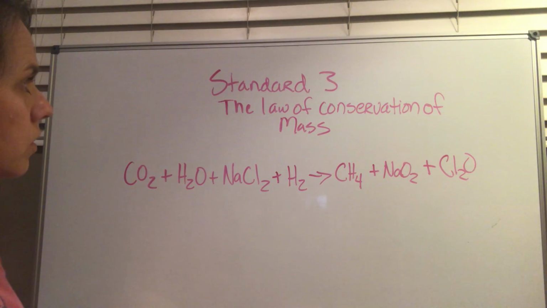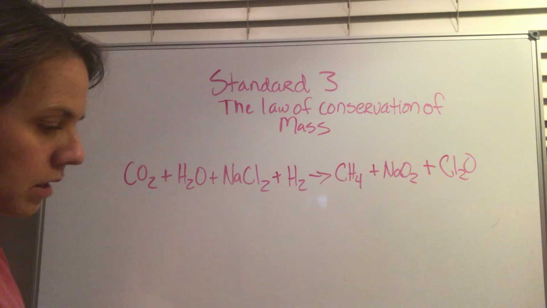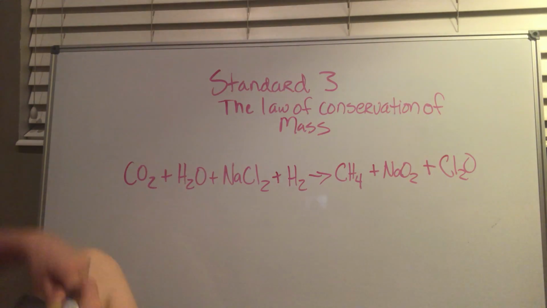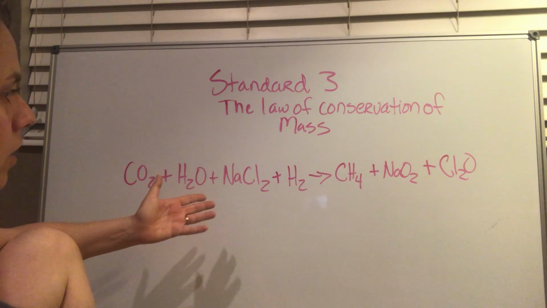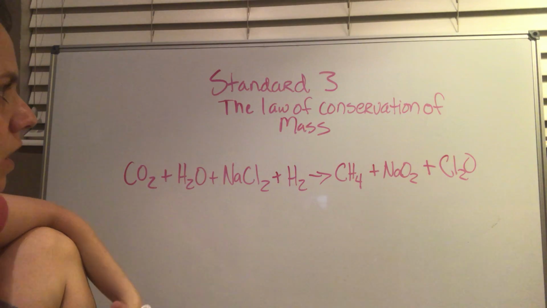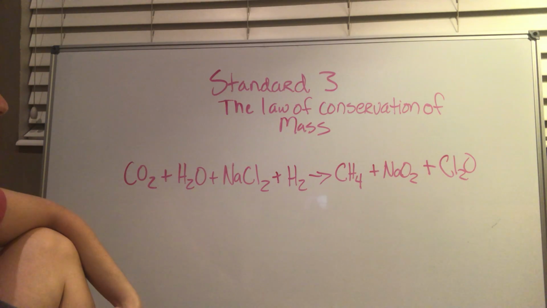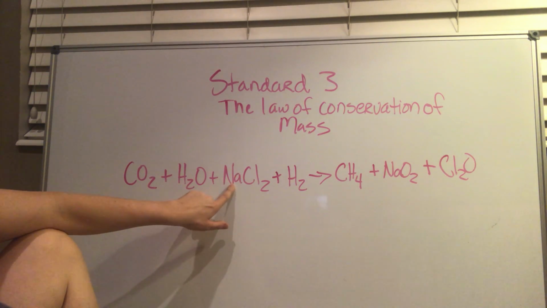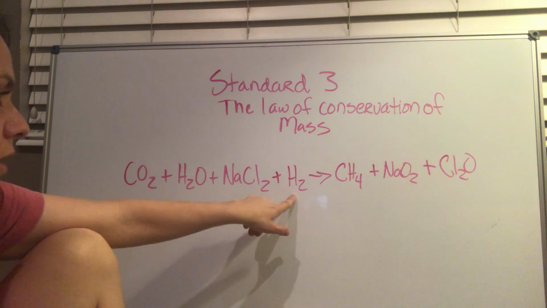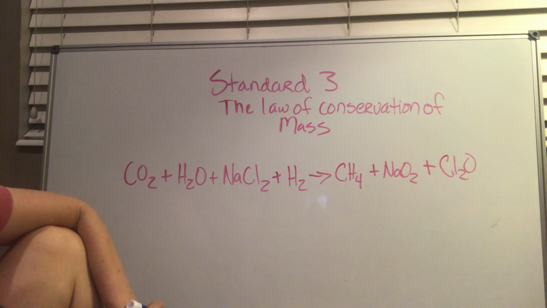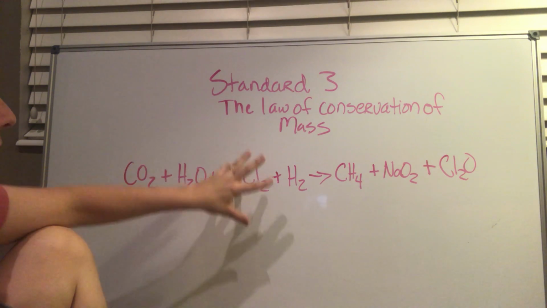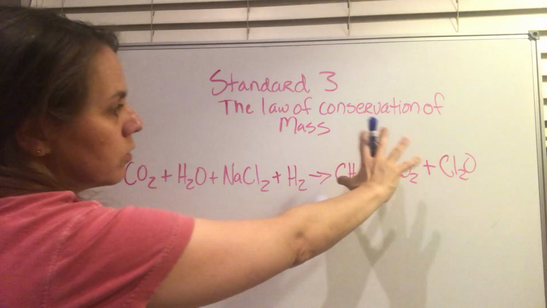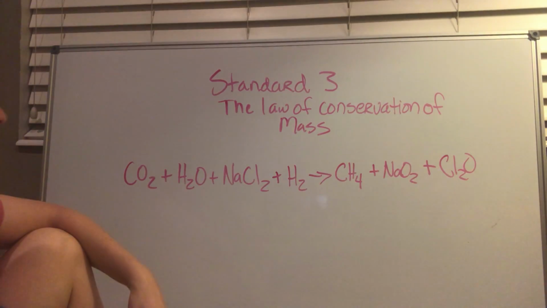Okay, so this is standard 3, the law of conservation of mass, and it just talks about how mass is conserved even if it goes through a chemical reaction. And mass is basically each of these atoms equal a little bit of mass. They all have an atomic mass that is on the periodic table, and they all add up to a total mass over here that has to be equal to all the mass over here.